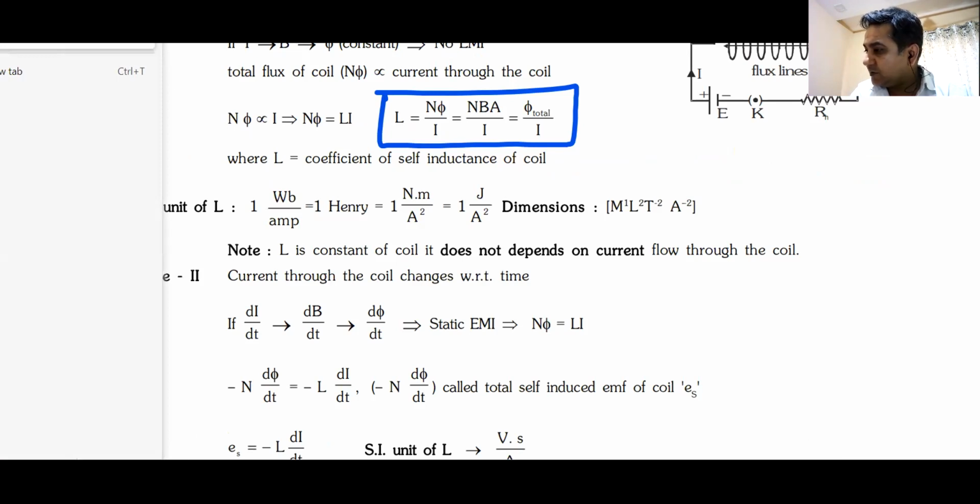Something is wrong. Just let me check. Okay.